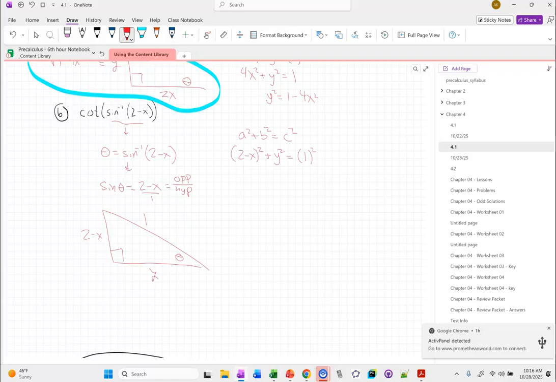4 minus x squared? It is not 4 minus x squared. Oh, no. I have to FOIL that out. I have to do 2 minus x times 2 minus x. Now, I'm going to do the foiling quickly in my head. Does anybody object? So it's 4 minus 4x plus x squared.